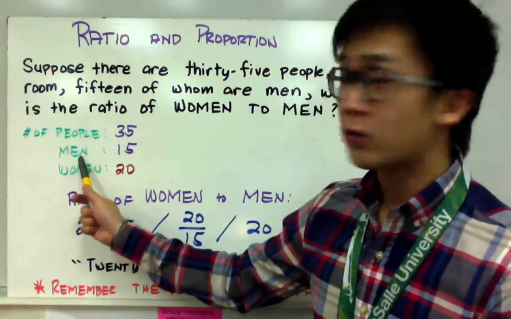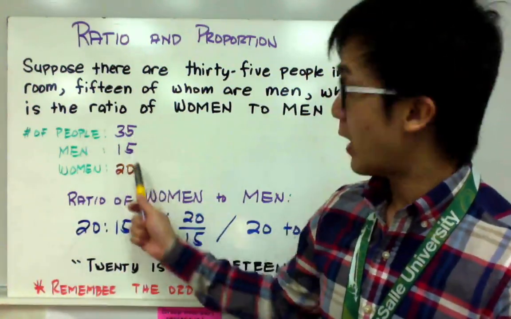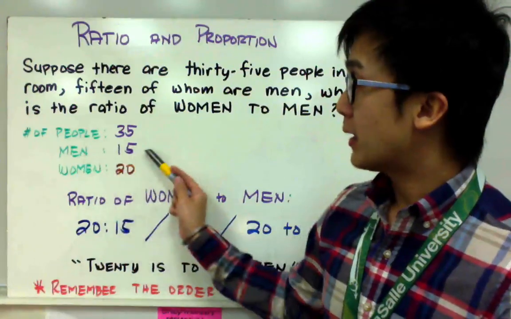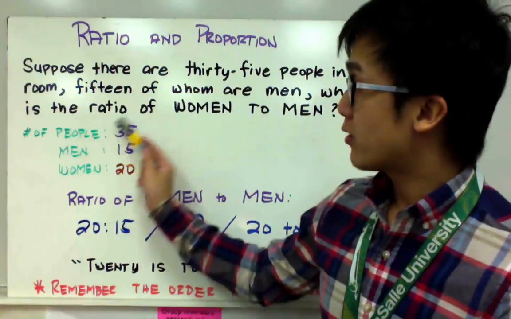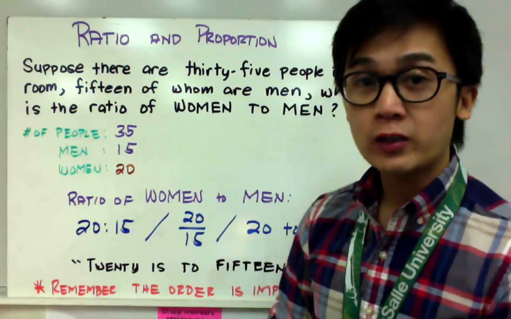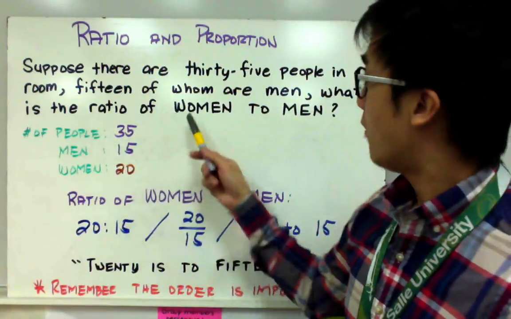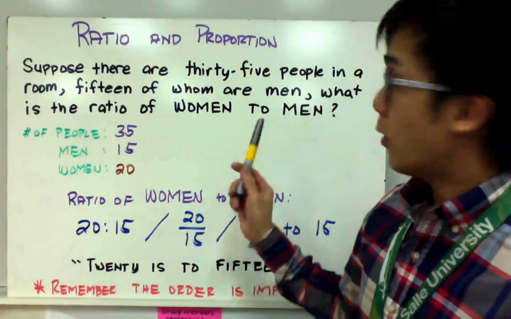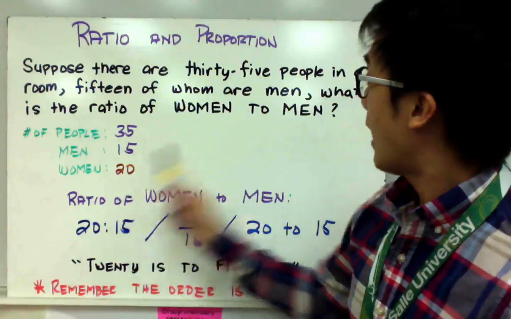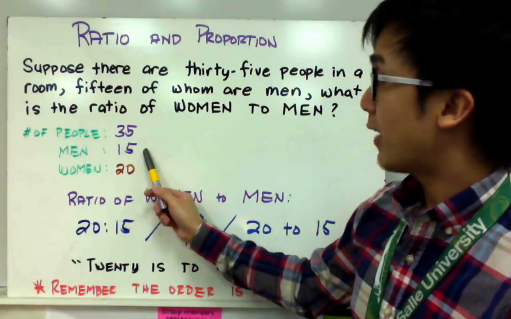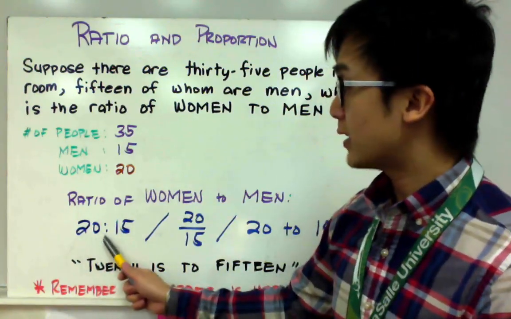So, hindi naman sinabi kung ilan yung mga babae dito sa problem, pero alam natin na 35 minus 15 is 20. So, therefore, meron tayong 15 lalaki at saka meron tayong 20 mga babae na total is 35. Now, ang kailangan nating sagutan dito is ano daw yung ratio of women to men. So, women to men, which means ang number of women natin is 20, ang number of men natin is 15, so ang ratio niya kapag sinulat natin sa mathematical notation will be 20 is to 15.